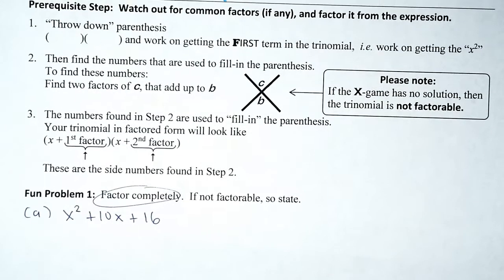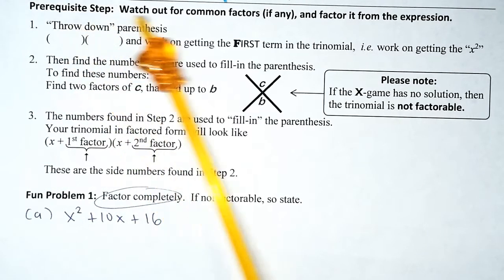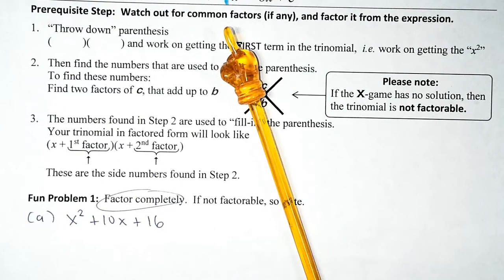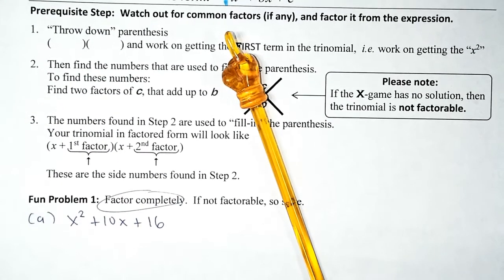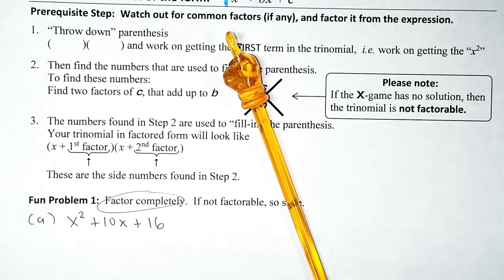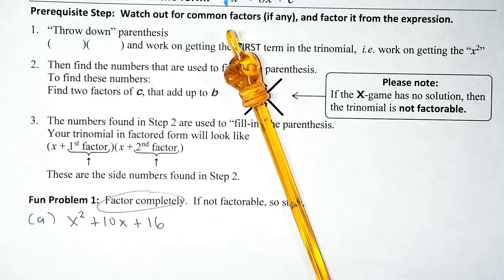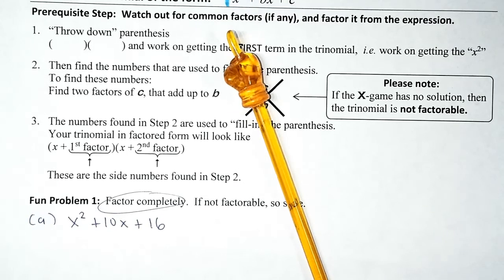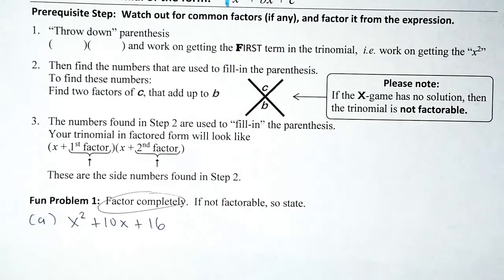What is the first step when it comes to factoring polynomials, or in this case a 3-term expression, a trinomial? The prerequisite step is always to watch out for common factors. What happens if you don't watch out for the GCF? It's no big deal, but you're going to work with numbers that are larger than needed. So I recommend you watch out for common factors first. Let's see if we have any common factors to yank out, and in this case we don't.